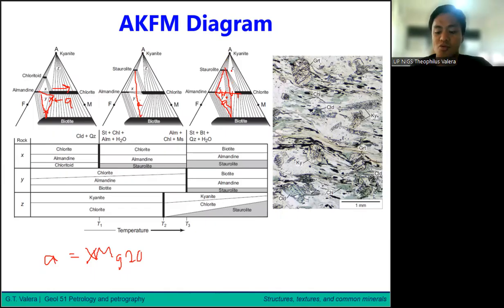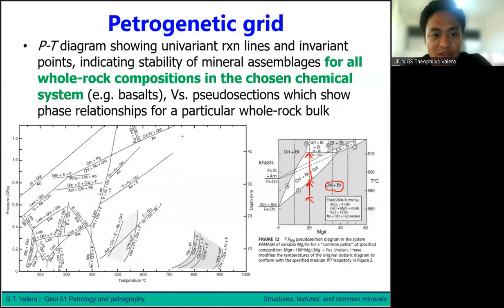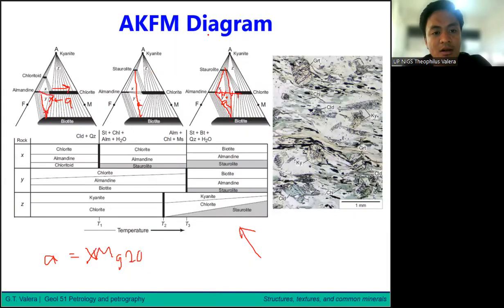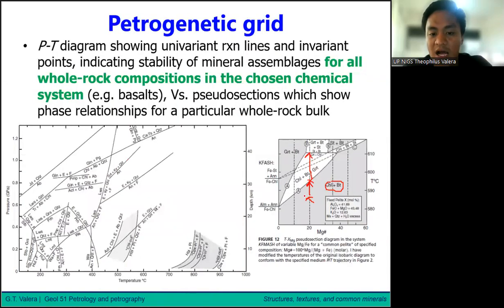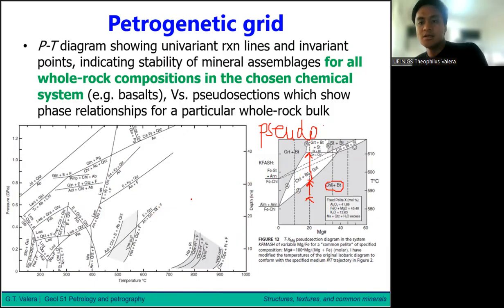Okay? So, when you do metamorphic analysis or phase assemblage analysis like this, you have to have both petrogenetic grid and at the same time, AFM diagrams para malaman mo kung ano yung reactions that is applicable sa'yo. Okay? And yun yung gamit ng pseudosections. It gives you, para siyang simplified petrogenetic grid showing just the reactions that are applicable to your rock. Okay? I think that was very helpful.